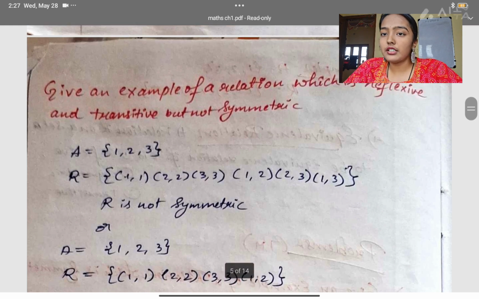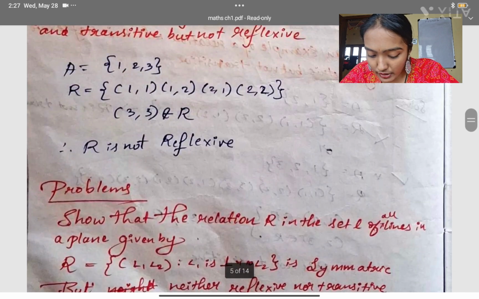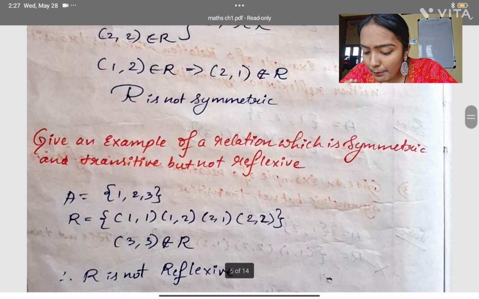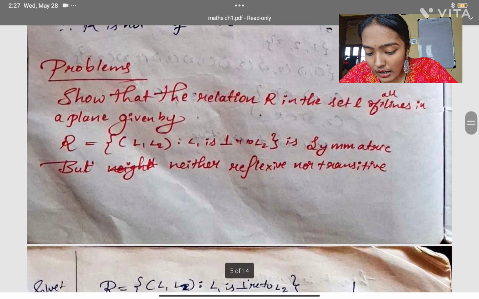Sorry for the disturbance. So give an example of a relation which is reflexive and symmetric. You can do it by yourself. Okay, give an example of a relation which is symmetric and transitive but not reflexive. You can do it yourself. Okay, problems I will continue.